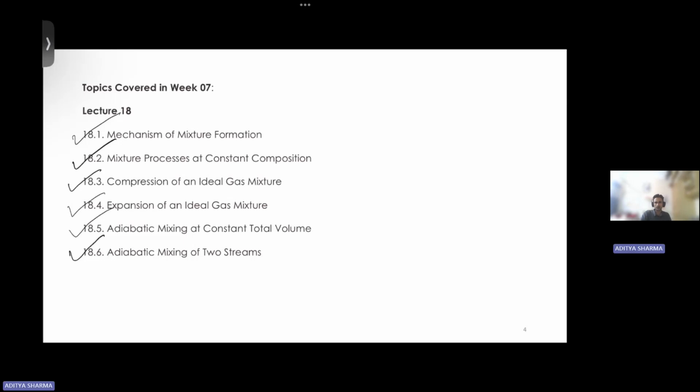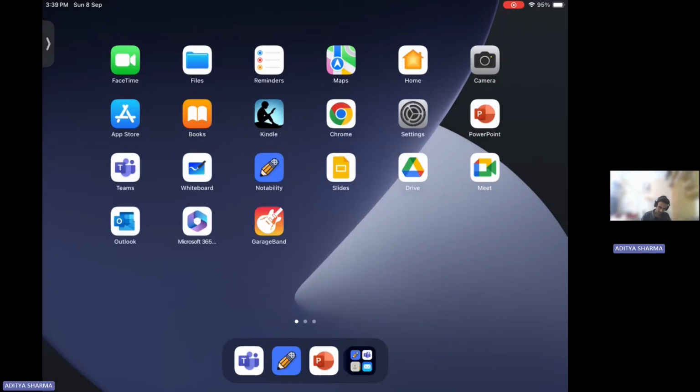So in this case, the mixing of two gases takes place. First of all, it is an ideal gas mixture. Okay, and then the mixing that takes place is adiabatic. That is, there is no heat transfer across this mixture. Okay, so in that case, if we see our energy balance, I'll just go through it briefly.